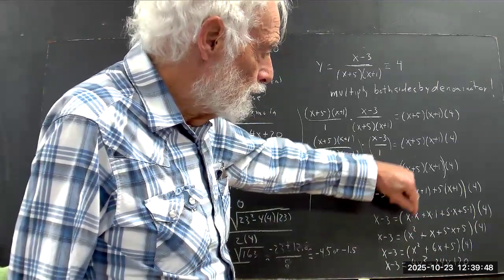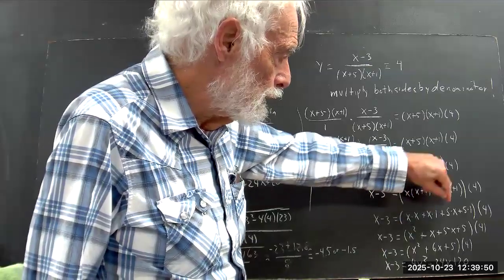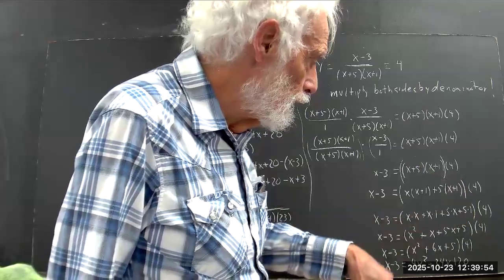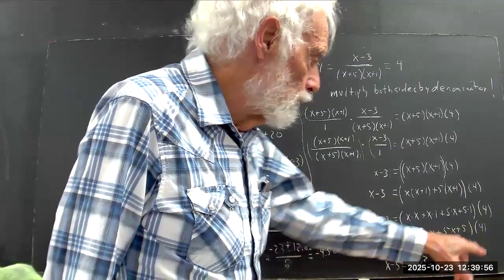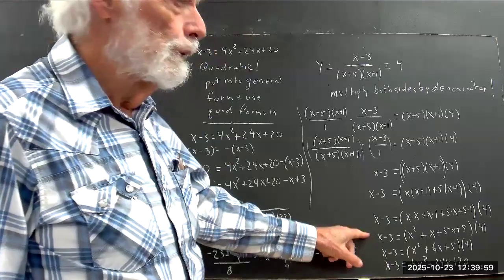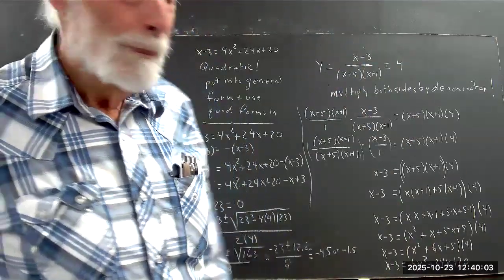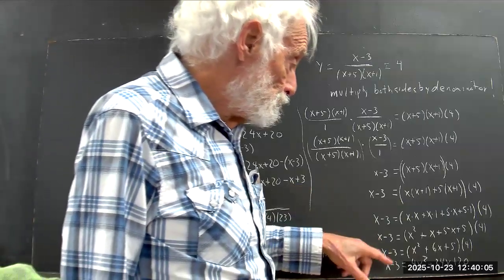Then x times x gives us x squared. x times 1 gives us x. 5 times x gives us 5x. 5 times 1 gives us 5. All that then is multiplied by 4. And x minus 3 is just sitting over here doing nothing because there's nothing to do with it yet. We're going to do something with that shortly.